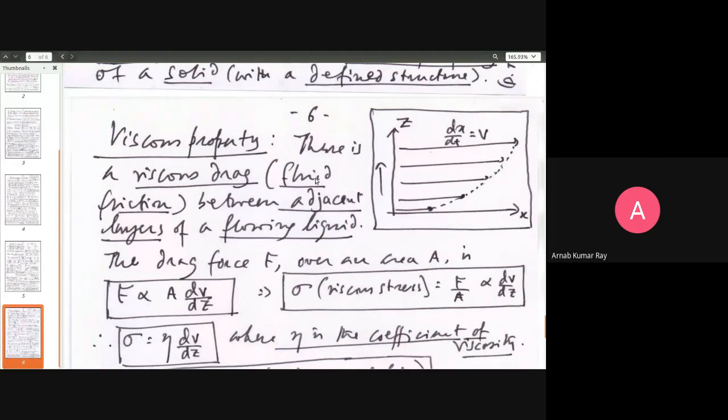So there is a viscous drag. What is a viscous drag? Fluid friction between adjacent layers of a flowing liquid. Let us try to understand what this is. Friction, you know, what is friction in the case of solid material? This is once again something that you study at school. In the case of solid material, friction refers to the resistance to motion that two surfaces adjacent to each other experience.